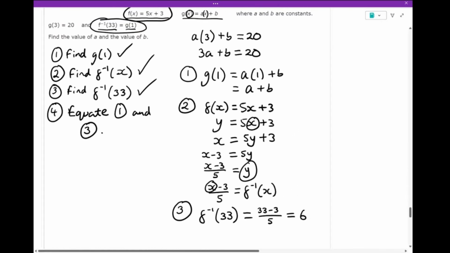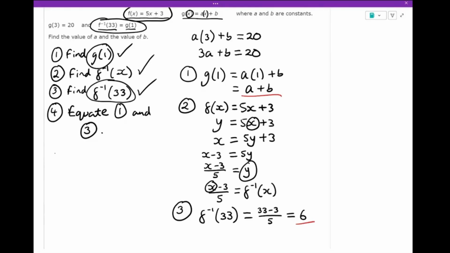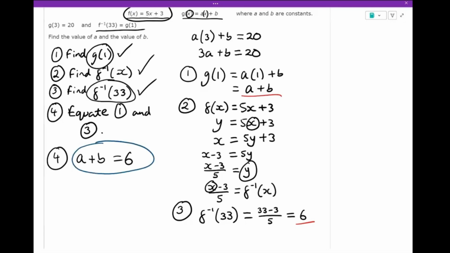Step 4 says we're going to equate what we found in step 1, so g of 1, which is written all the way over here, with what we found in step 3, which was the inverse f of 33, written down here. So we equate those underlined parts: a plus b is equal to 6. We've successfully made use of this bit of information by equating those two things. What we now have is another equation linking a and b together, so I'm just going to circle that. My other equation linking a and b was this one up here, so we're now going to have to solve them simultaneously.